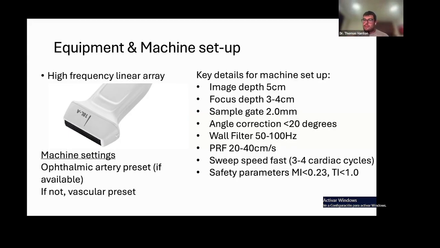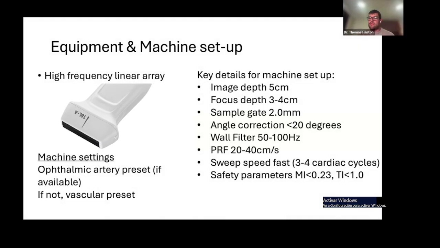When you use your pulse wave Doppler, you want to make sure your sample gate is 2 millimeters. You can angle correct, because when you're measuring velocities, you want to be as straight on as possible. But you can angle correct up to about 20 degrees. And again, I'll go into a little bit more detail and show you some examples. And then wall filter, so that reduces artifact. PRF at 20 to 40 centimeters per second, fast sweep speeds, and then again, I'll discuss some of the safety parameters.